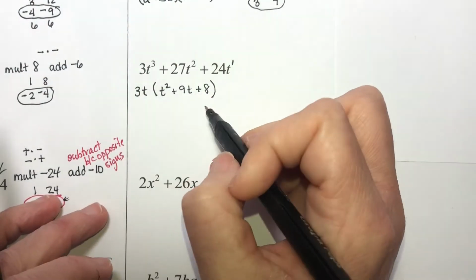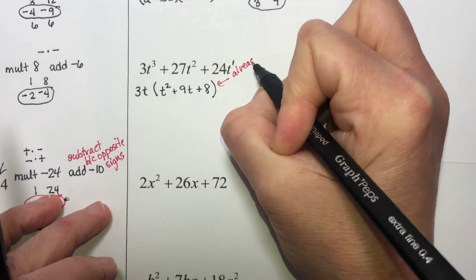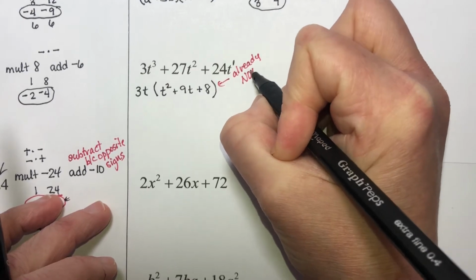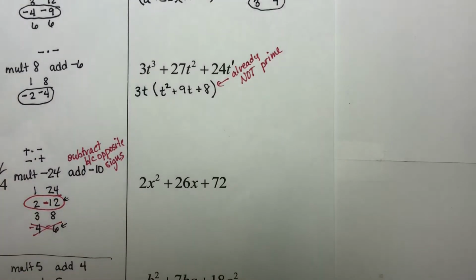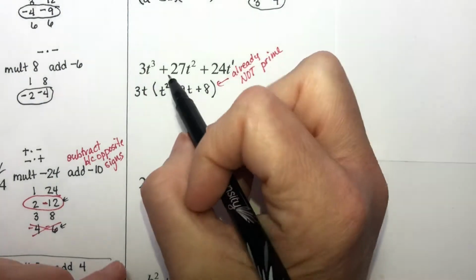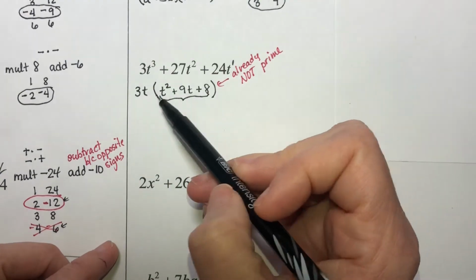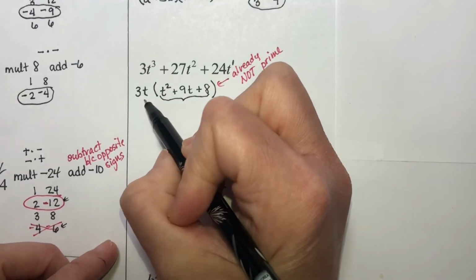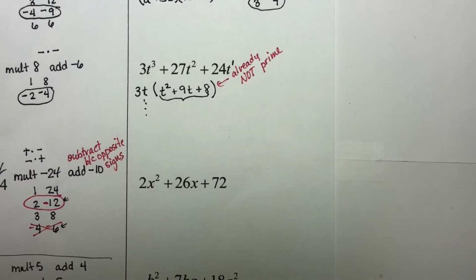So at this point, this is already not prime. We were able to factor out a GCF, so it is not prime. We don't know if we're factored completely or not. So I need to look at this like it's a separate problem. And I'm going to see if I can factor this any further. This is what some teachers call a traveler. It's going to follow us down. We can't lose it, but we don't really have to worry about it again.